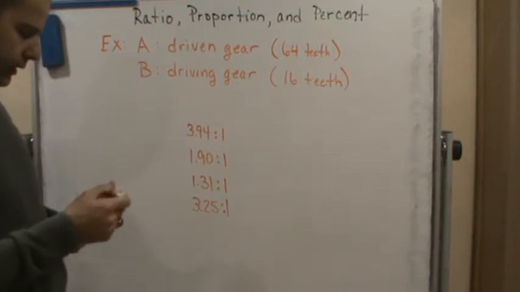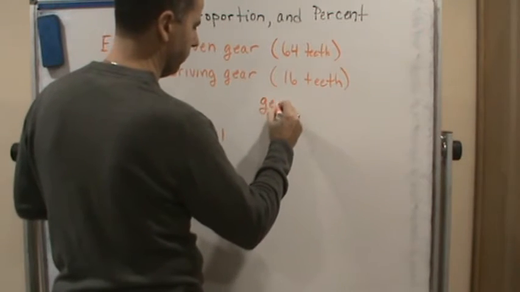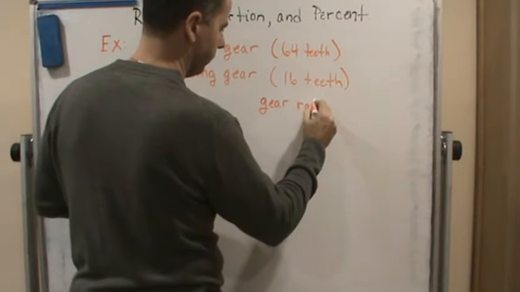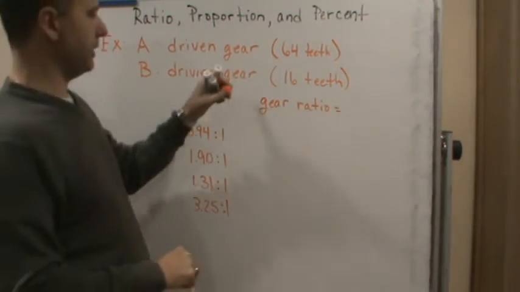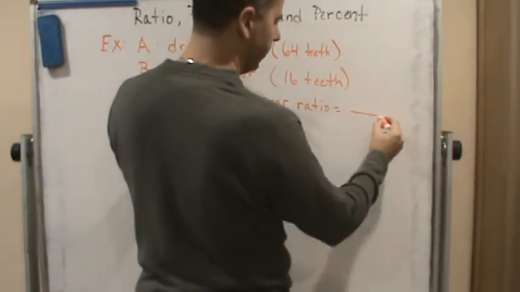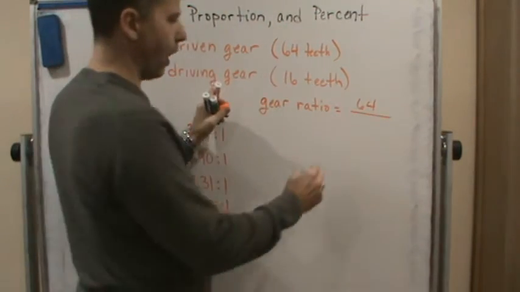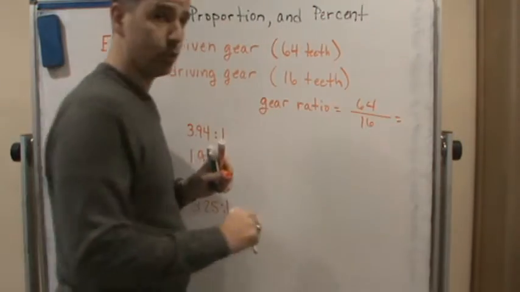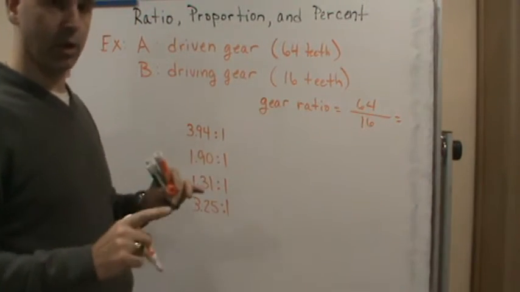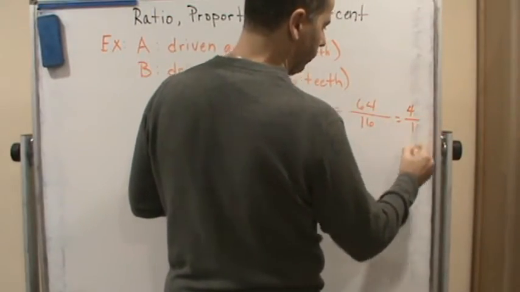So if we wanted to calculate the gear ratio, we're going to take what? The number of teeth on the driven gear and divide it by the number of teeth on the driving gear. And this gives us, now again, we always want to reduce it to lowest terms, always to lowest terms. And so this would be 4/1.